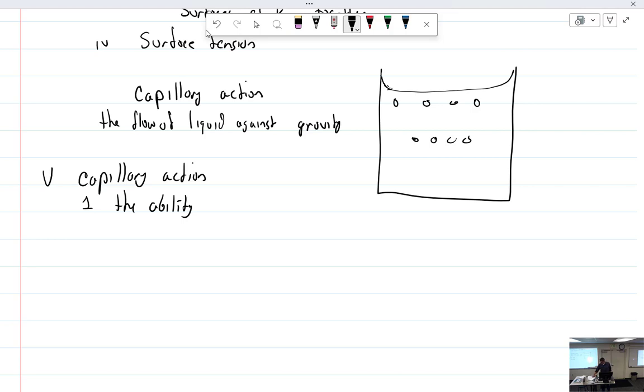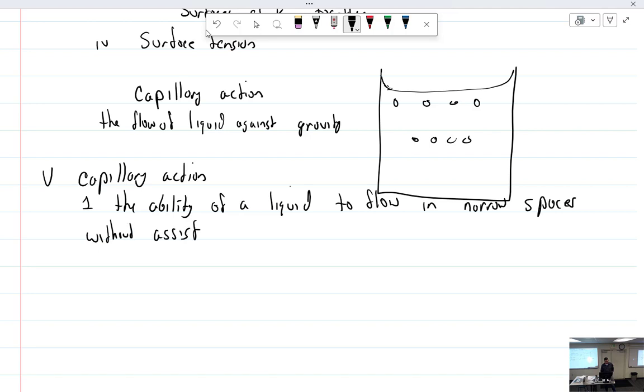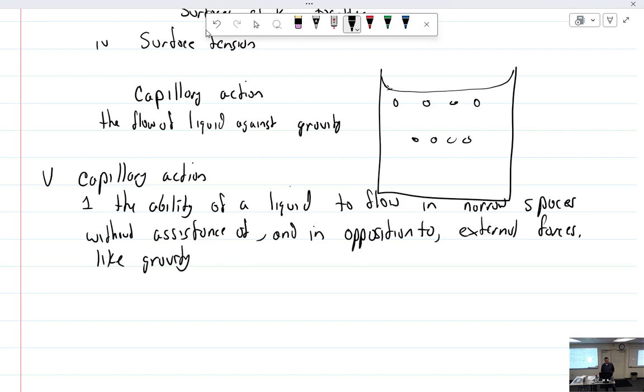Capillary action is the ability of a liquid to flow in narrow spaces without the assistance of, and in opposition to, external forces like gravity. Liquid flow in narrow spaces. Without assistance of, comma, and in opposition to, comma, external forces like gravity. So in other words, you get no gravity help.